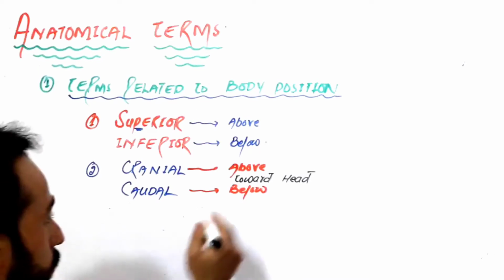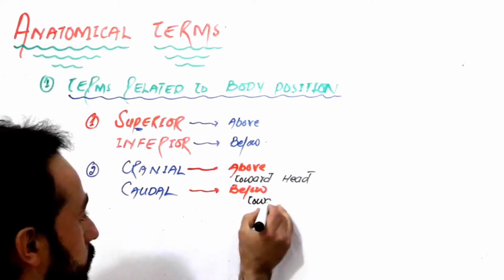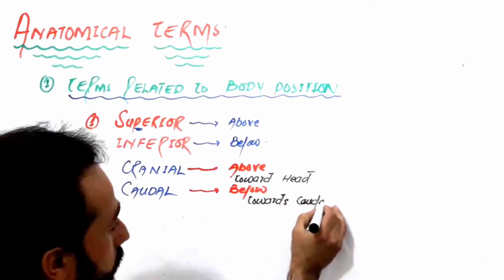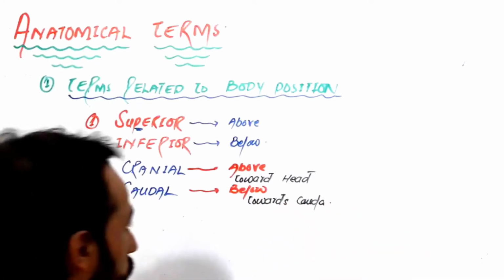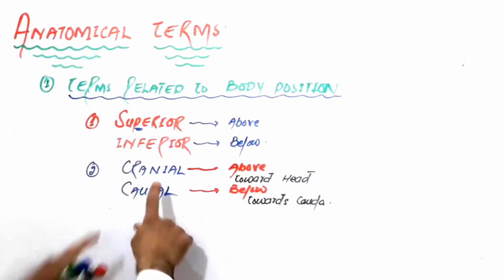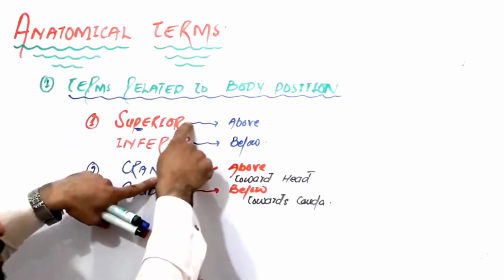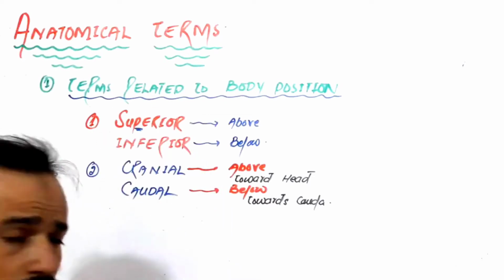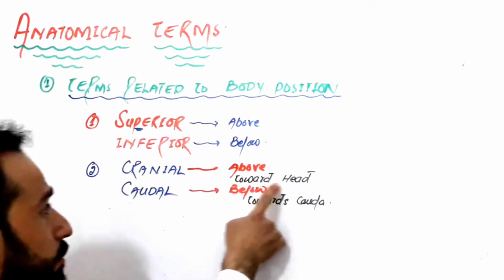Below. Or you can say towards cauda. And what is cauda? I will tell you right now. Look carefully, friends. Why do we say that this superior is also known as cranial and this cranial is also known as superior? Why? Because cranial means towards the head.